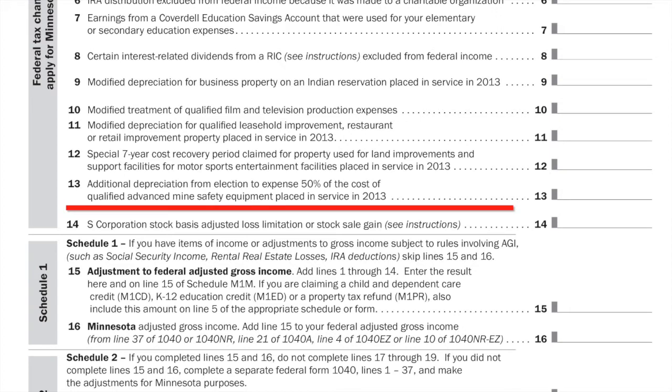Line 13, the election to expense advanced mine safety equipment. Taxpayers are allowed to expense 50% of the cost of certain mine safety equipment placed in service during 2013 for federal and now Minnesota purposes. And this saves Minnesota taxpayers from keeping separate depreciation schedules for these assets.